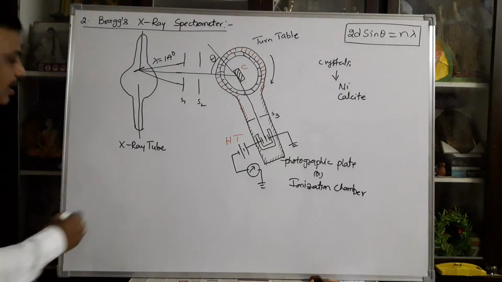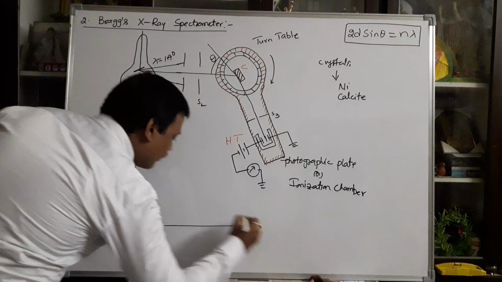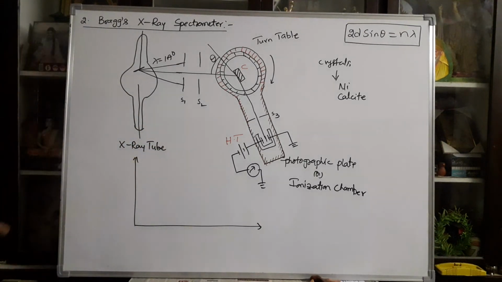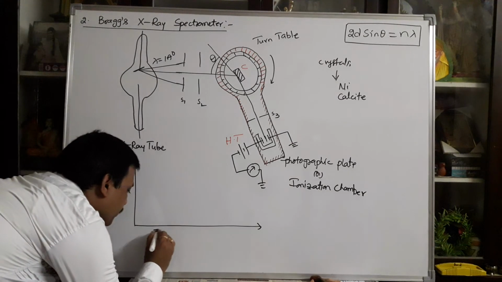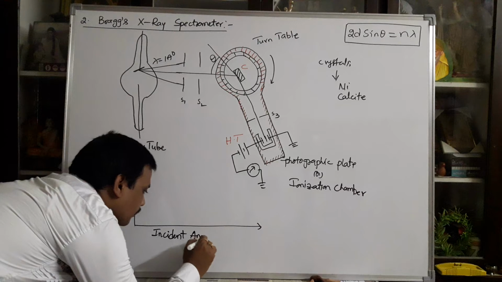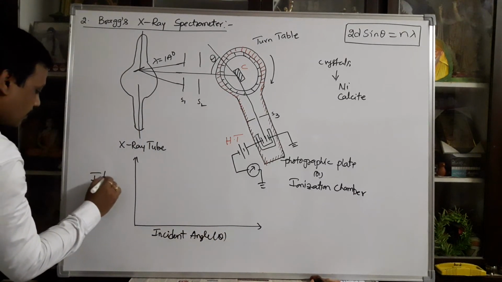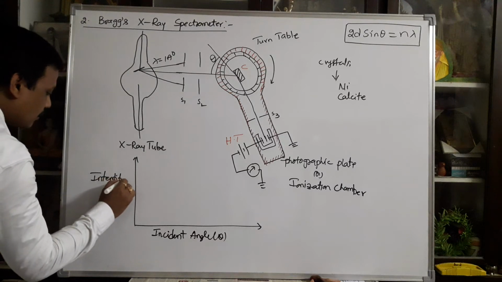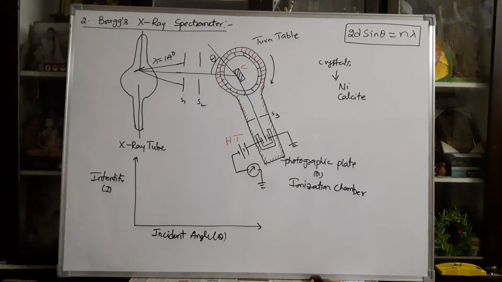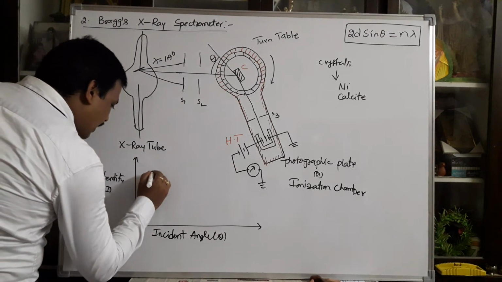You can draw a graph between intensity versus incident angle theta, where intensity can be represented by I. At this condition the graph is like this.